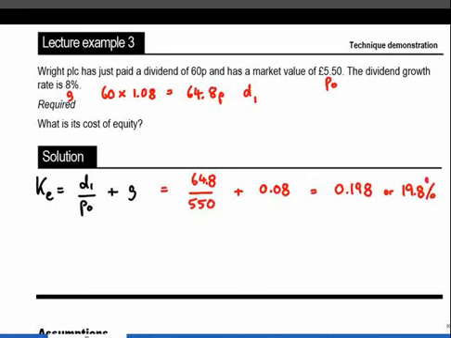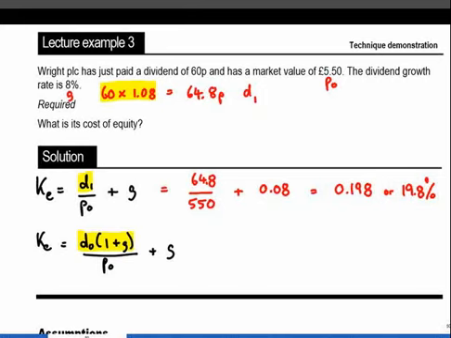The same formula is also given as D0 times 1 plus G instead of D1. D0 is the dividend that's just been paid of 60 pence, and we calculated 60 pence times 1.08 is 64.8 pence. It's the same formula. You can use whichever variant you prefer.